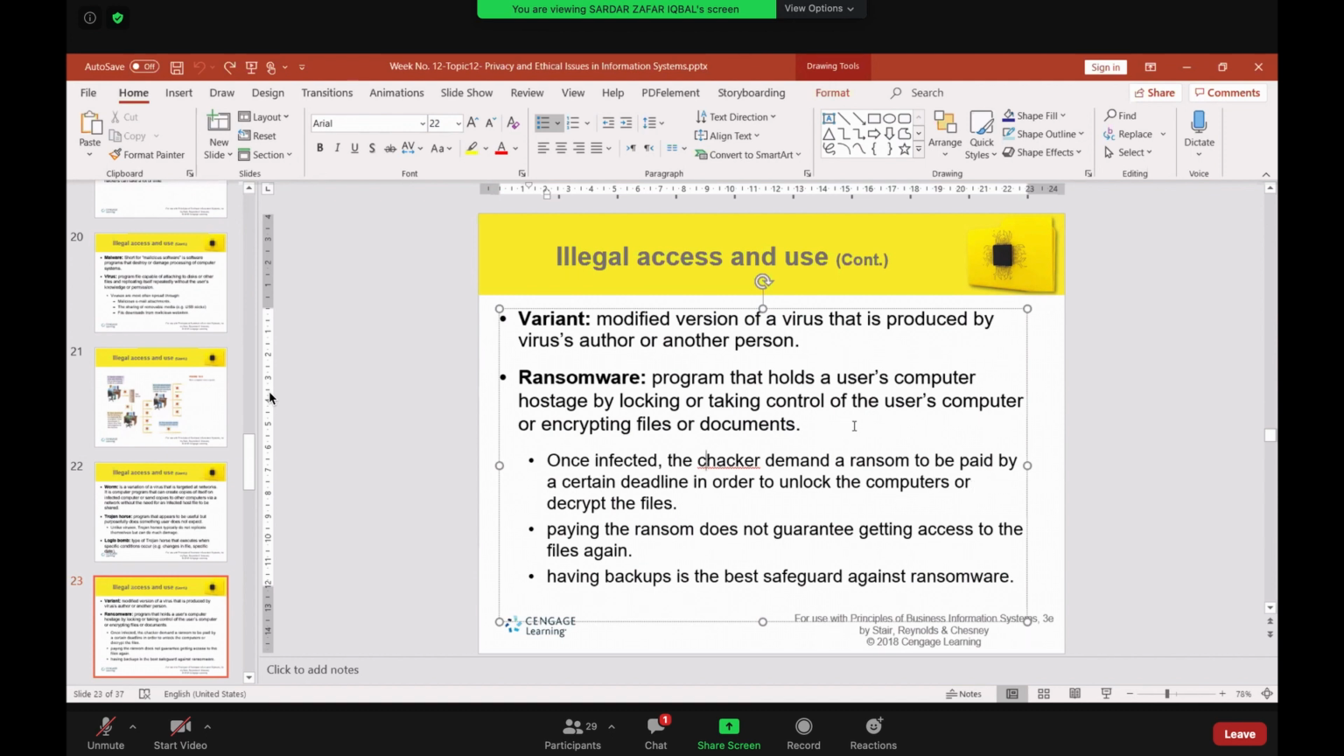But whenever you are facing such kind of ransomware, you do not need to give money or answer them. Otherwise, if you send money, they will ask you for more money, and it is not going to end. So in short, make sure you have backup files. If you have backup files, you can simply disconnect from them or try to destroy them. Paying the ransom does not guarantee getting access to the files again. So having a backup is the best safeguard against ransomware.